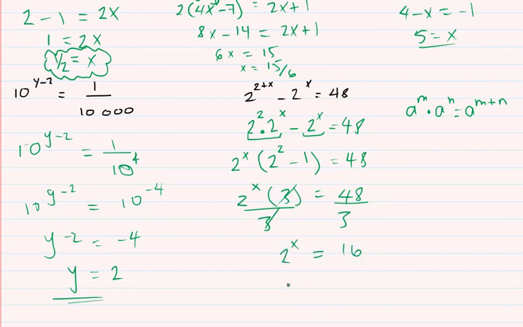16 is a power of 2. 2 to the power of x is equal to 2 to the power of 4, which is 16. Now that the bases are identical, we can get rid of the bases and work on the exponents. X is equal to 4.